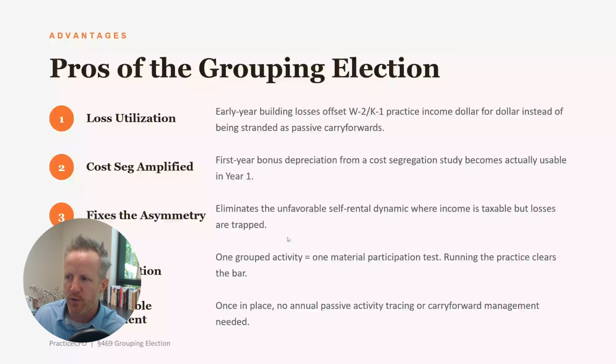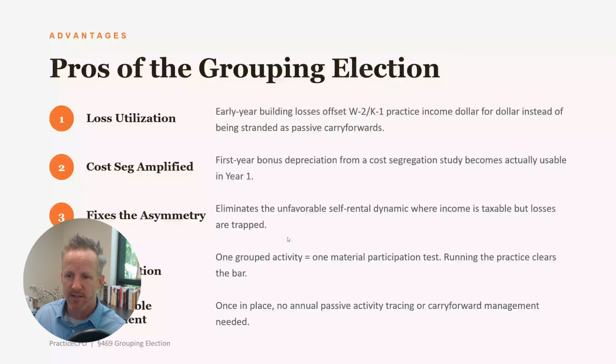Moving on to pro number four, simpler participation. When you elect a grouping, once grouped, you have one material participation test on both the practice and the building together, and it becomes very clear that these two things are running together, thereby allowing them to be treated as one economic unit. And so income in one can offset losses in the other, and losses in one can offset income in the other. They're treated as one.